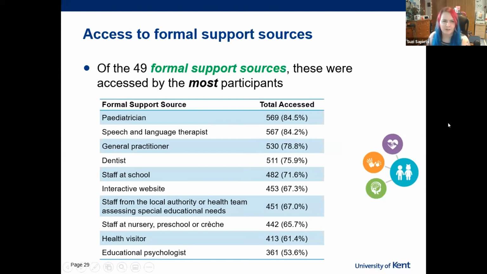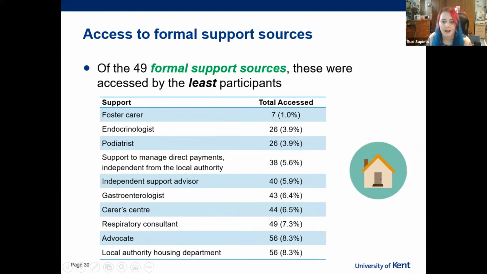And so these cover supports that you would typically expect in terms of meeting children's needs, or maybe assessing neurodevelopmental conditions or special educational needs in the UK context. In contrast, of the 49 supports, these were accessed by the least number of participants.